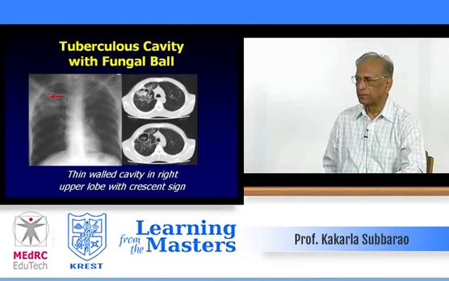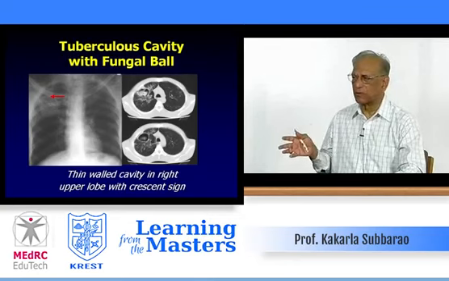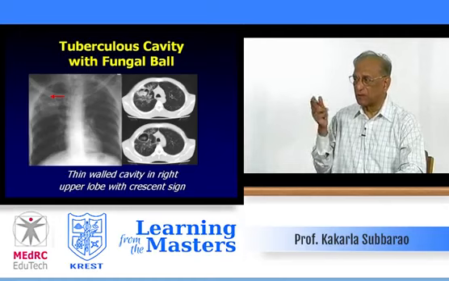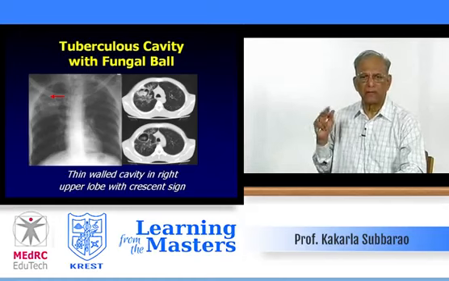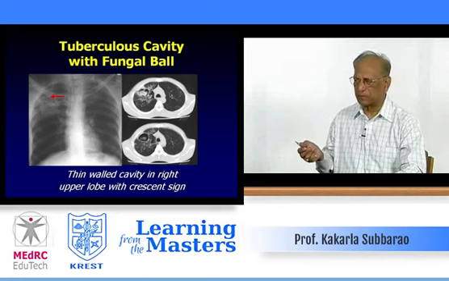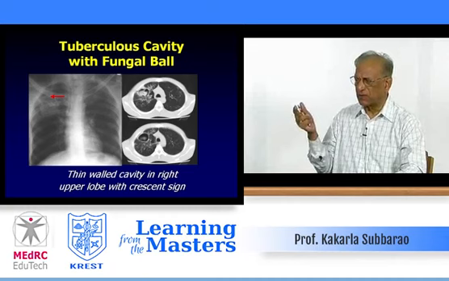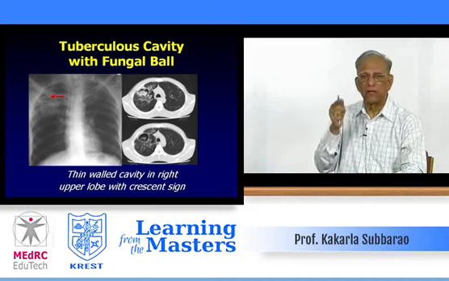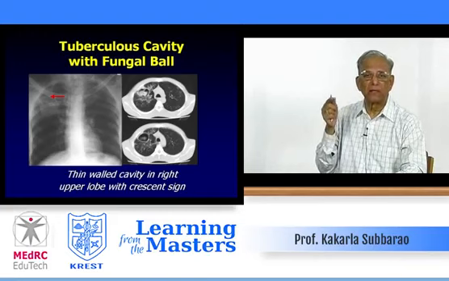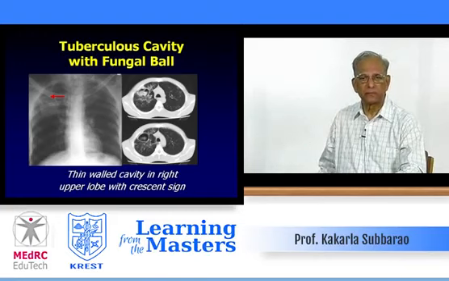And then post-primary tuberculosis, tuberculous cavity, and this is a chronic cavity with a fungus ball. Any chronic cavity can be invaded with a fungus such as aspergillosis. Thin-walled cavity in the right upper lobe, as you see, with crescent sign, or what they call meniscus sign, on a PA view of the chest.